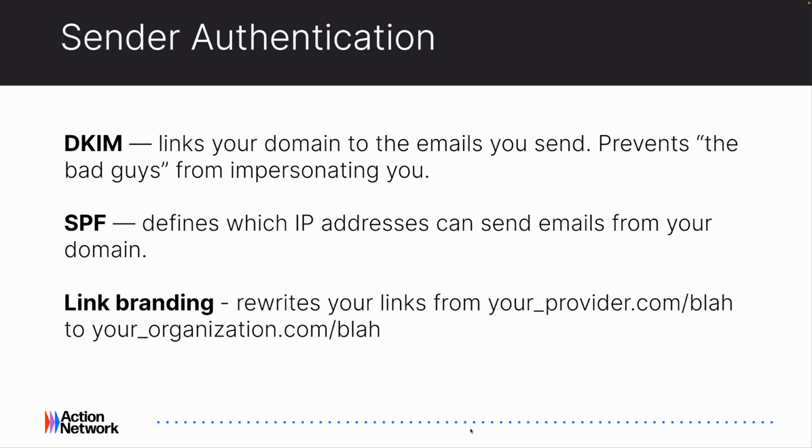Everyone watching this training should enable DKIM and SPF. DKIM stands for Domain Keys Identified Mail. And this links your domain to the emails you send and prevents people from impersonating you. SPF stands for Sender Policy Framework. It defines which IP addresses you can send emails from. Reach out to Action Network and we'll send you the records that you need for this. If you're a large organization with a sophisticated email program, you should also consider link branding. This rewrites all your links so they go back to you, not your provider. Reach out to us for more info on this.